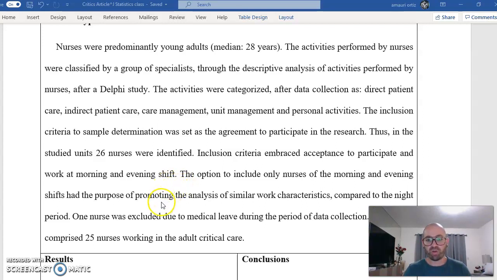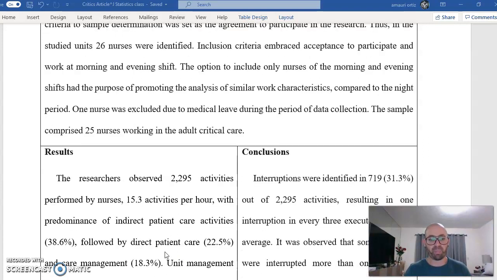The option to include only nurses of the morning and evening shift had the purpose of promoting the analysis of similar work characteristics compared to the night period. One nurse was excluded due to medical leave during the period of data collection. The sample comprised 25 nurses working in an adult critical care.